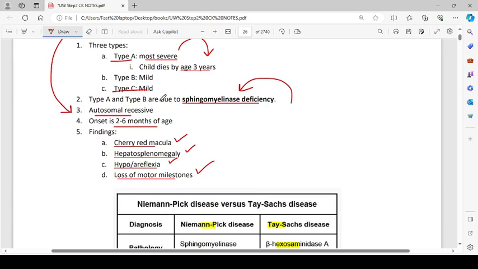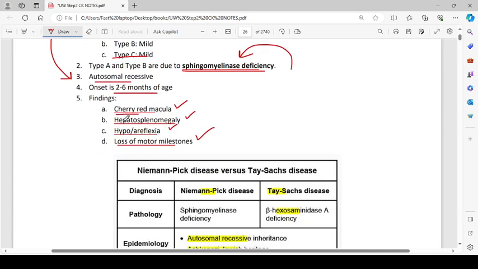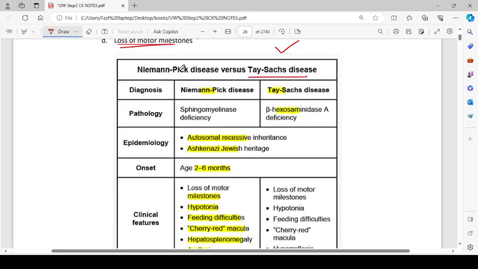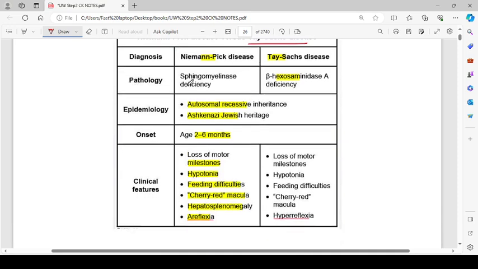But for Niemann-Pick disease, you must remember that types A and B are caused by sphingomyelinase deficiency, and findings will be cherry red macula, hepatosplenomegaly, hypo or areflexia, and loss of motor milestones. Niemann-Pick disease versus Tay-Sachs disease. The pathology basically is sphingomyelinase deficiency in Niemann-Pick, while beta-hexosaminidase A deficiency in Tay-Sachs disease.